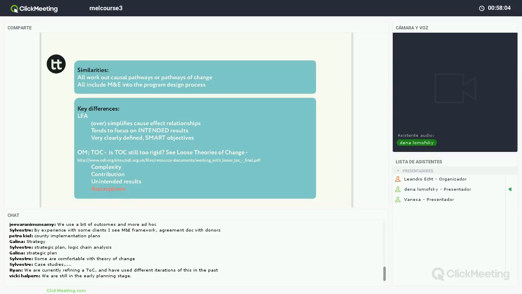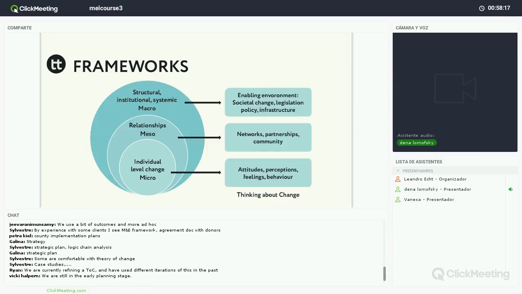Okay, so there's just another slide that you can look at later, which talks about the different strengths and similarities of different tools, which is what I have spoken about now. This is a really nice way to think about change. So what I want to share in the next two slides is ways of thinking about change.